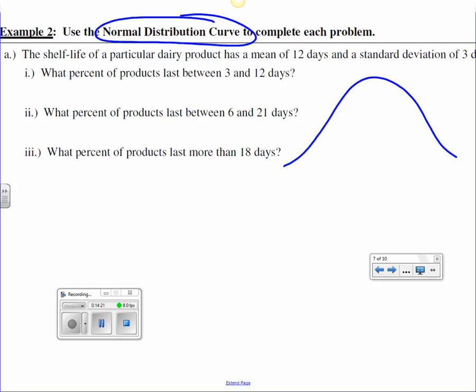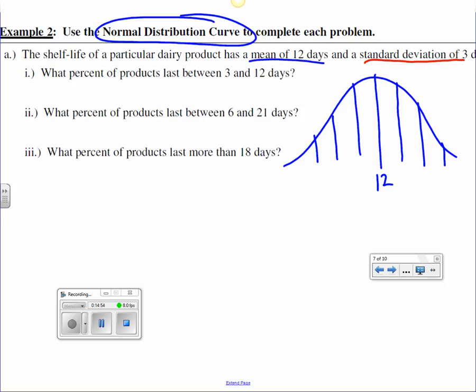Here's our particular problem. The shelf life of a particular dairy product has a mean of 12 and a standard deviation of 3 days. So in the middle, you put 12. They've already told you the mean is 12. They also already told you the standard deviation was 3. So go ahead right now and draw 3 lines, 1, 2, 3. Doesn't have to be perfect, but draw 3 lines this way and 3 lines this way. Okay? 3 lines in both directions.